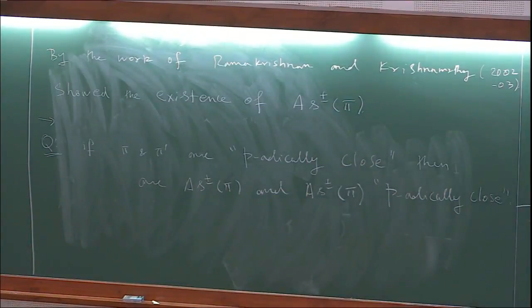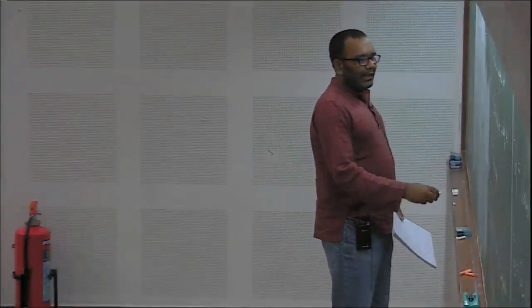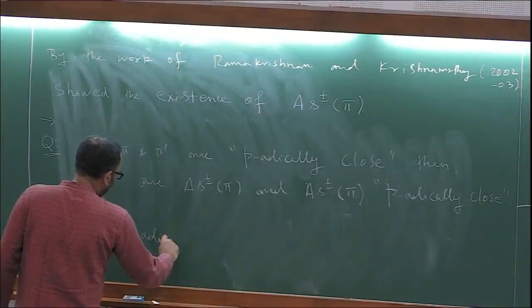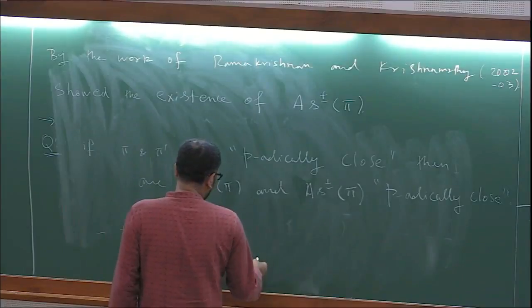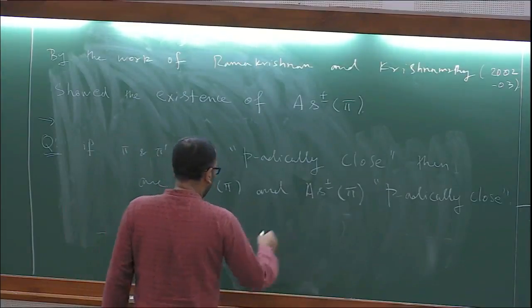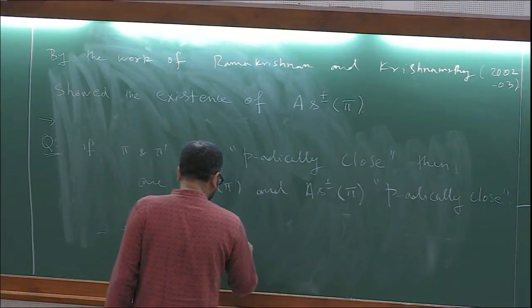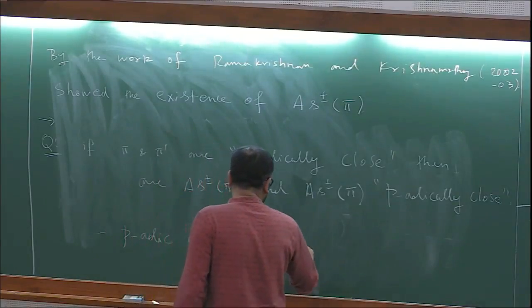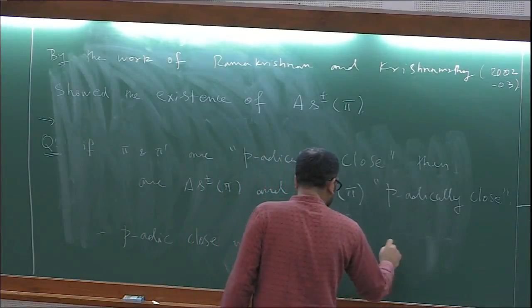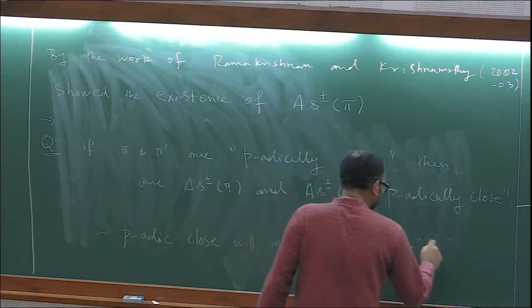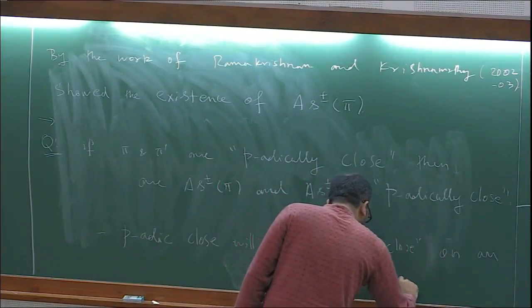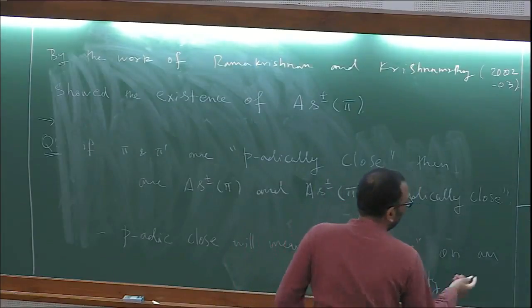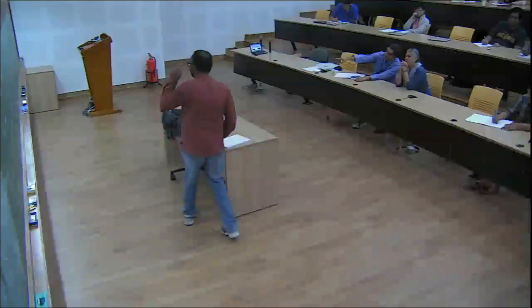Here again, there are different notions of what it means to be p-adically close. Here I'm going to take p-adically close to mean that they're close, within quotes, on an appropriate eigenvariety. So let me give a quick introduction to eigenvarieties.